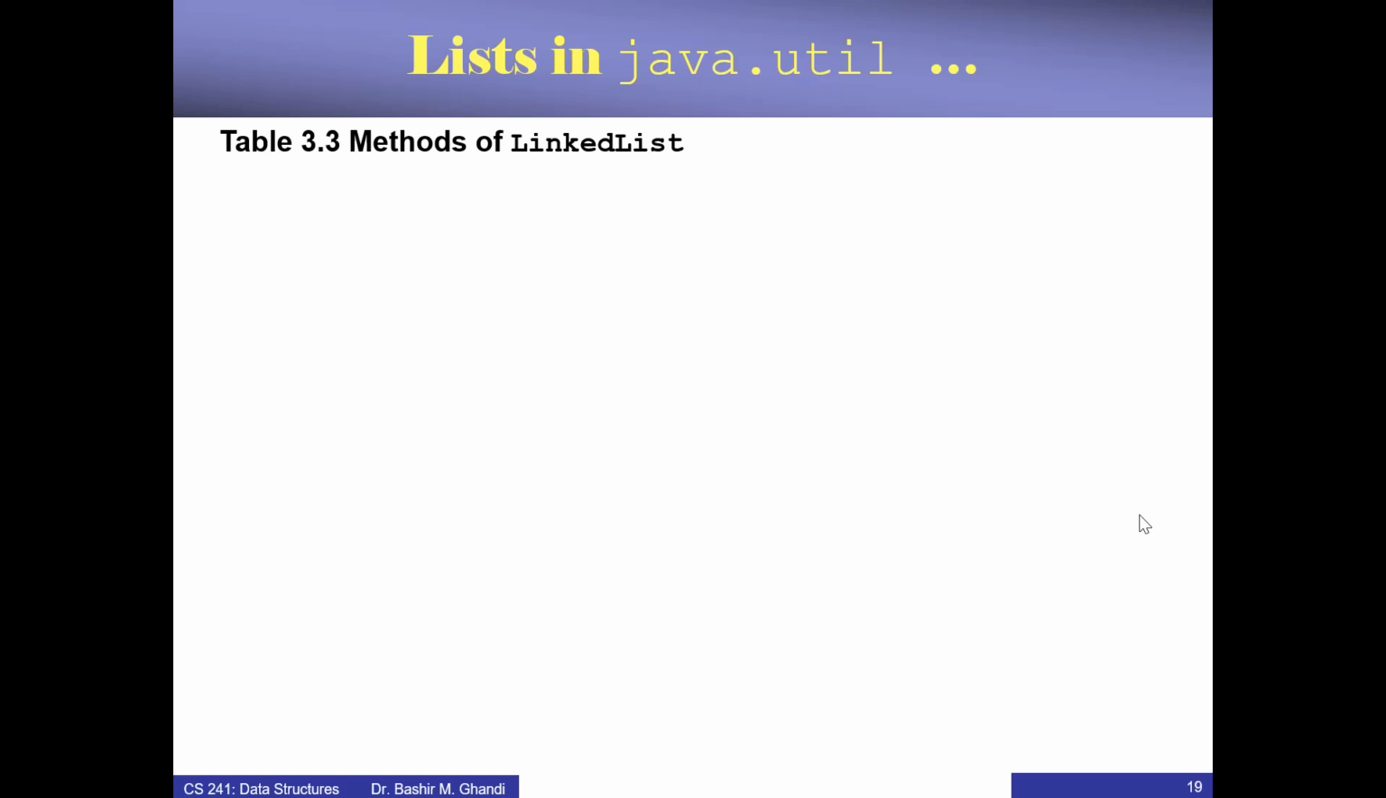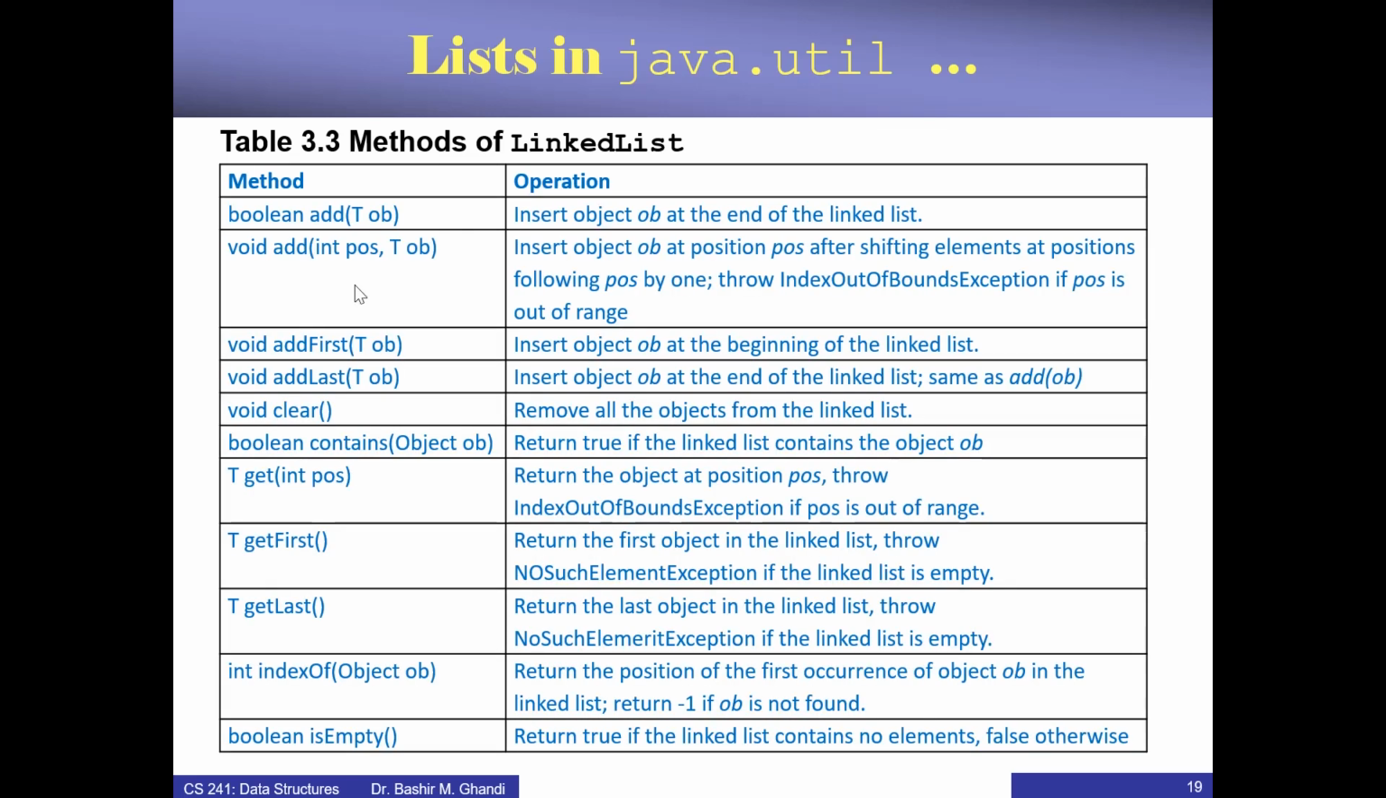Now I'm going to show you some of the methods of the class. If you want to see all the methods, just go to the documentation of the class. You can go to any browser and type doubly linked list Java, and you will see the documentation. It will show you all the methods in the class. But here I'm going to show you just the most important methods. Okay, so let us go through the methods of the linked list in the Java library.